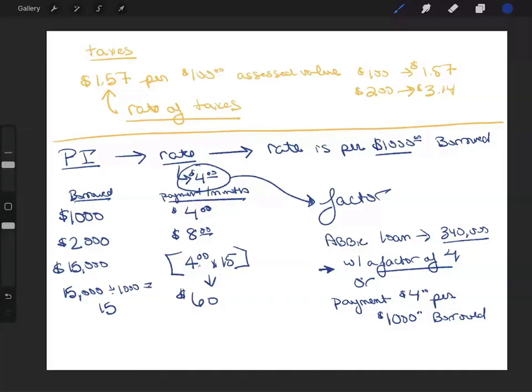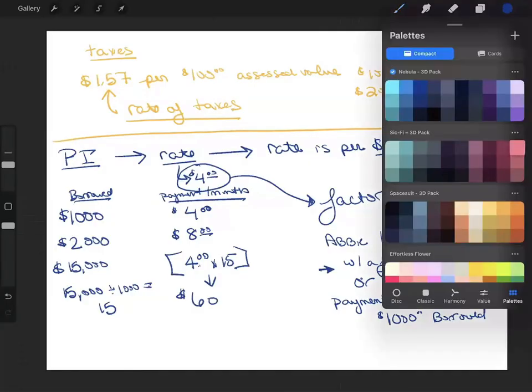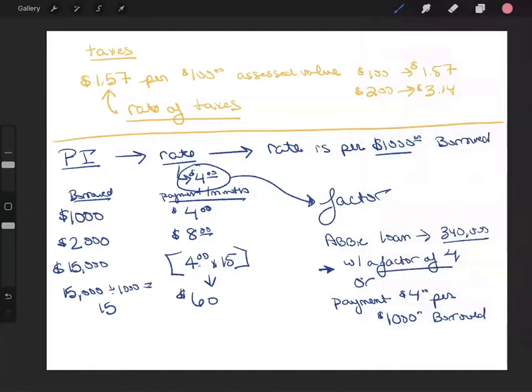Yes. Good, because I think that's where students sometimes get messed up. Sometimes they ask it as a factor. Sometimes they lay it out as $4 per thousand borrowed. It's all kind of mixed in there. So that's your factor.